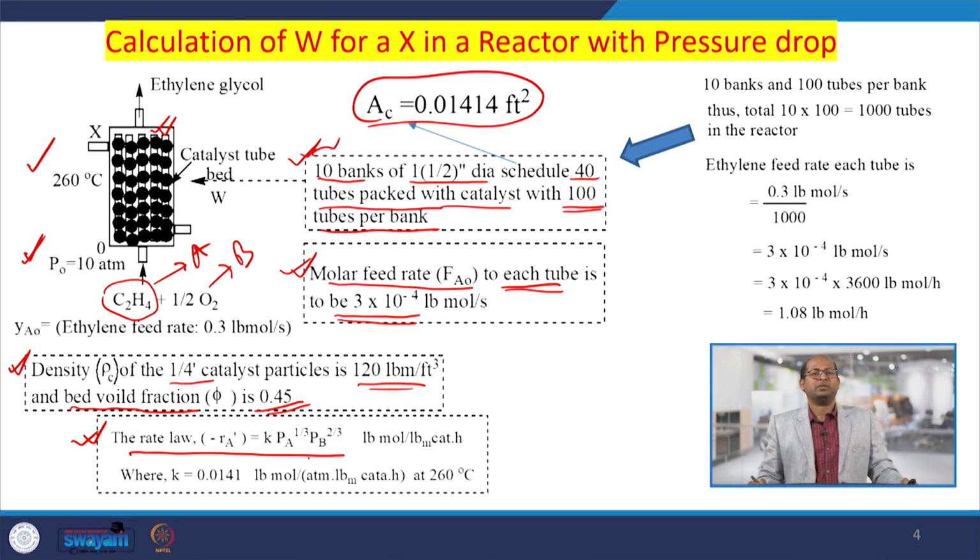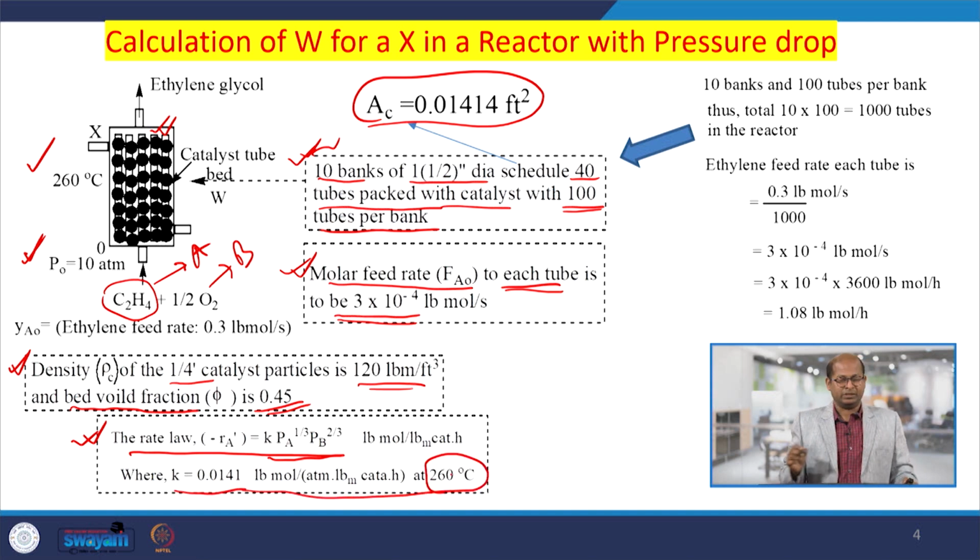The partial pressures of components A and B are P A and P B, and the rate law is P A to the power 1/3 and P B to the power 2/3. The rate constant is given for this particular reaction at 260 degree centigrade. Since the reaction is conducted at 260 degree centigrade, we need the rate constant for 260 degree centigrade. If we conduct it at a different temperature, we have to choose a different rate constant accordingly. So, if it is 300 degree centigrade, the rate constant would be for that particular temperature. So, this is the information given.